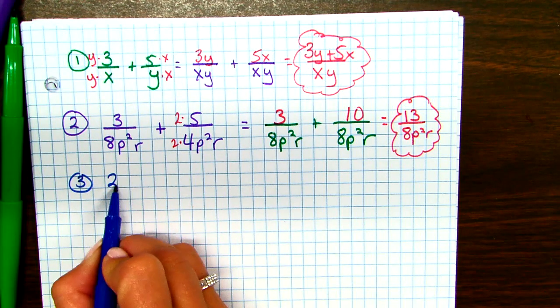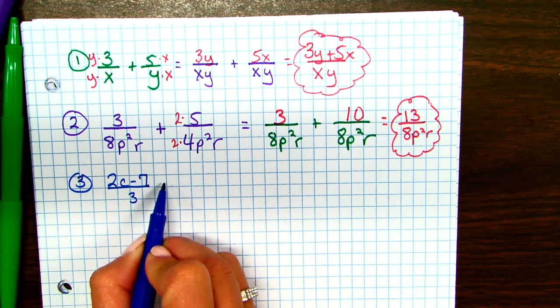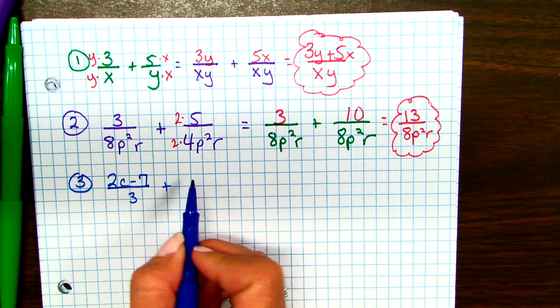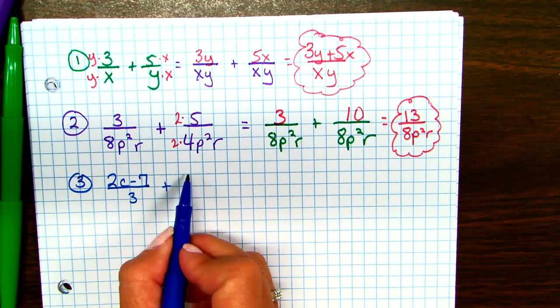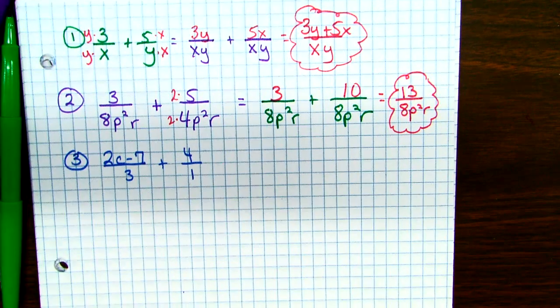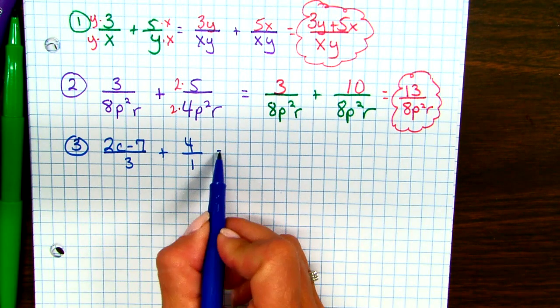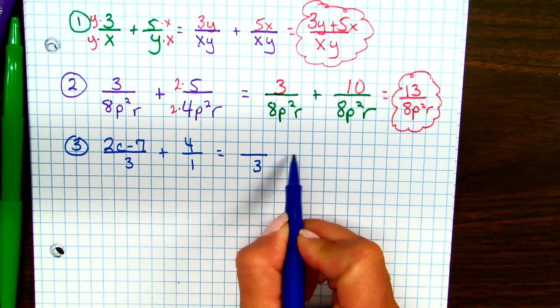Okay. 2c minus 7 over 3. How do we make a 4? Like, what's 4's denominator? If you don't see a denominator, it's 1. We just don't write it normally. So what would a common denominator be here? Just 3.